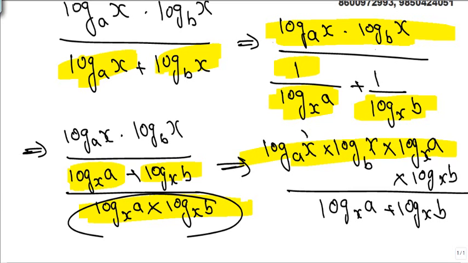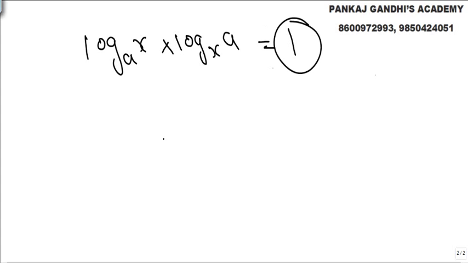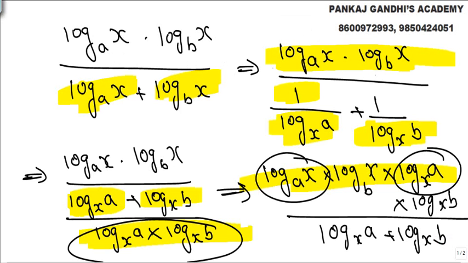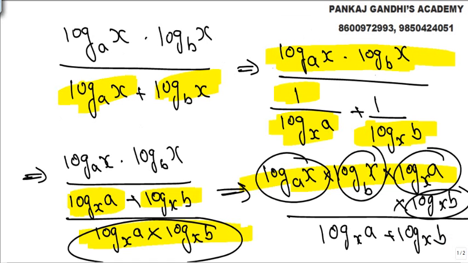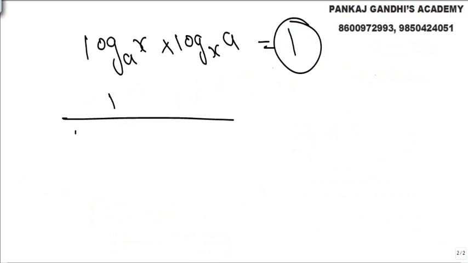Now what all we know is log to the base ax and log to the base x a is a property. We have log to the base ax into log to the base x a, and this is nothing but 1. So now this part will be 1 and this part will be 1. So what we are left with is 1 upon log to the base x a plus log to the base x b.